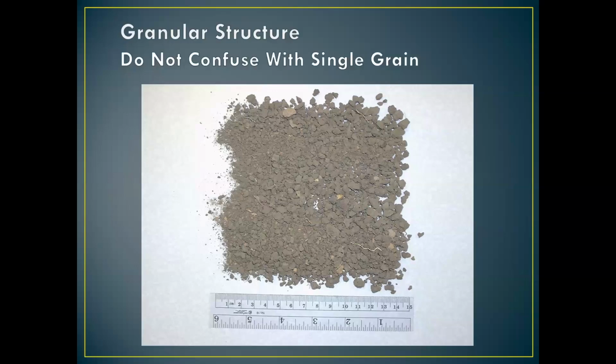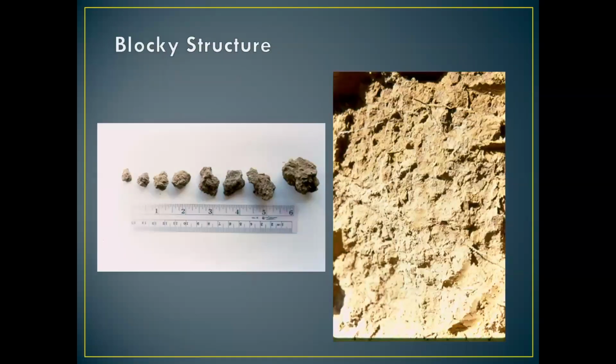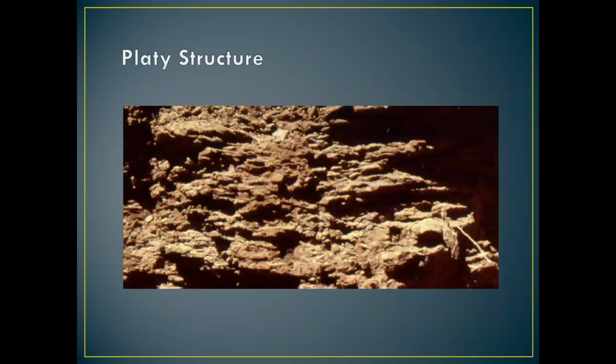But then again, granular structure, don't confuse it with a single grain. You can see each one of these particles here are bigger particles. These are lumps of sand, silt, and clay together. This is what granular structure looks like as opposed to a single grain. So again, blocky, the only difference between subangular blocky and angular blocky is how sharp the edges are. So this is subangular. They have sort of rounded edges. Angular blocky, obviously to get those angles, we're going to have a higher clay content. So you usually see angular blocky is going to be more like your clays.